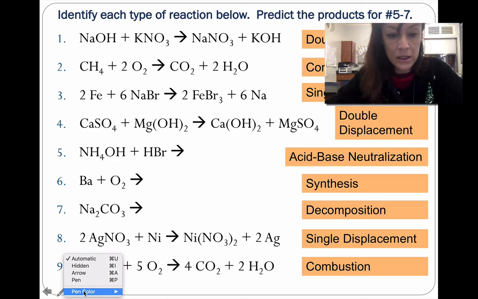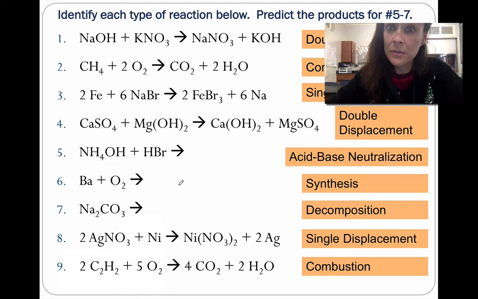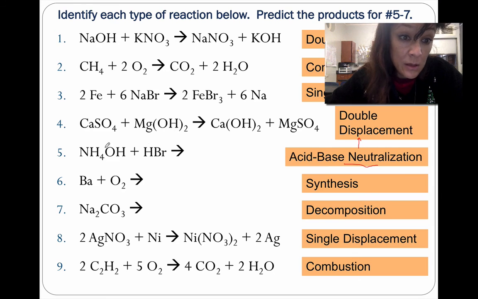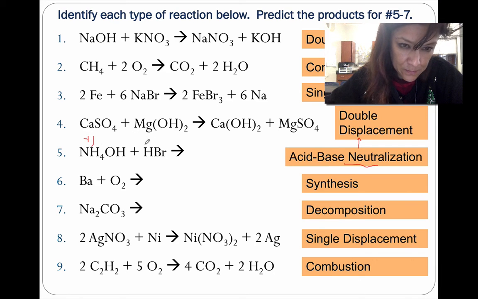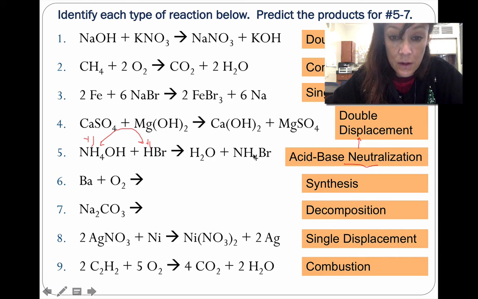All right, let's start predicting some products here. So this is an acid-base neutralization, which is really just a fancy sort of double displacement, right? So go ahead and double displace. So the positive charged ion, the ammonium right here, is going to replace the other one, right? So they're going to switch, and you're going to end up with ammonium bromide, salt, and water.